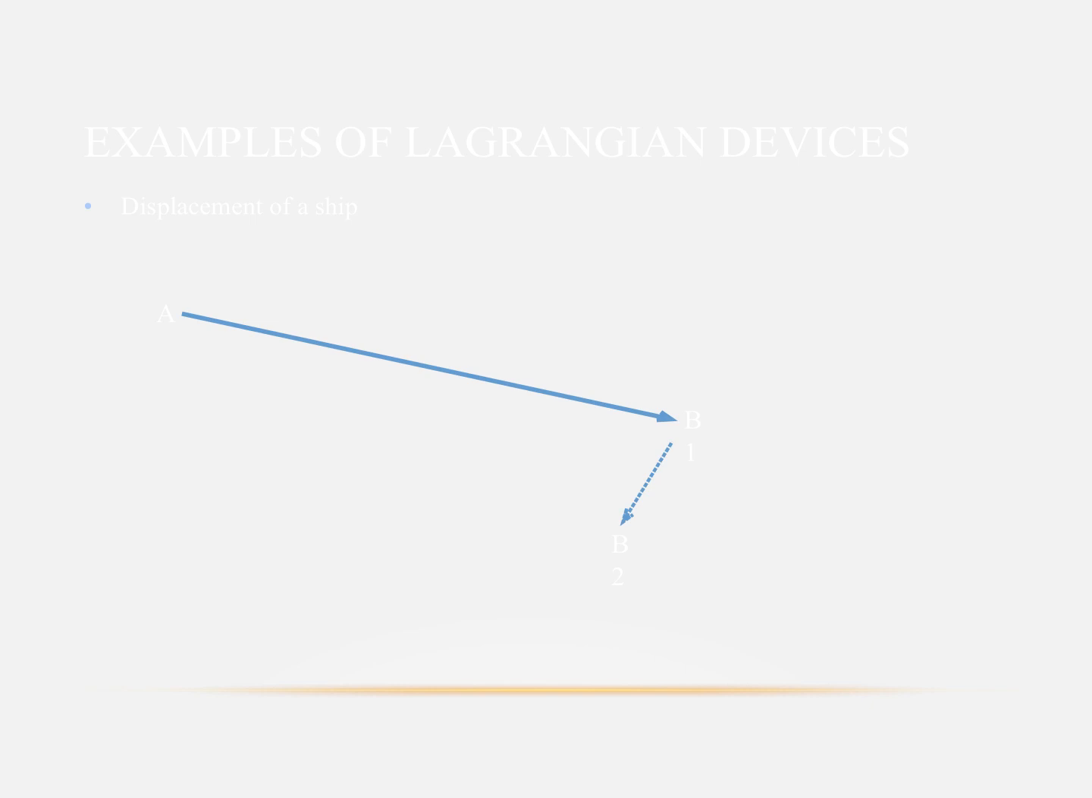And so here we have the displacement of a ship. Okay, so this is point A. This is where it's starting off. So the ship is starting at A and it sets sail towards point B. This is the direction that it's going in. It's trying to go in this direction.